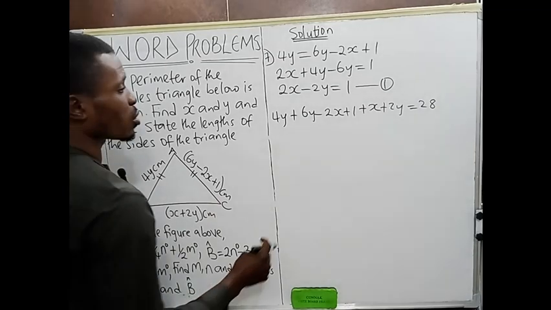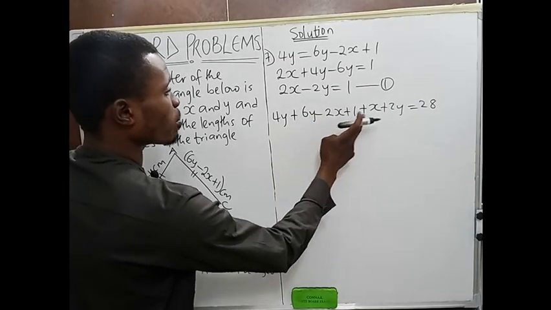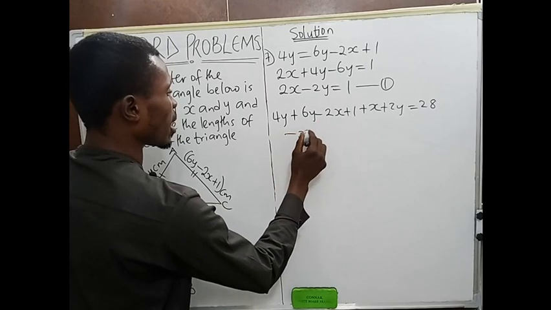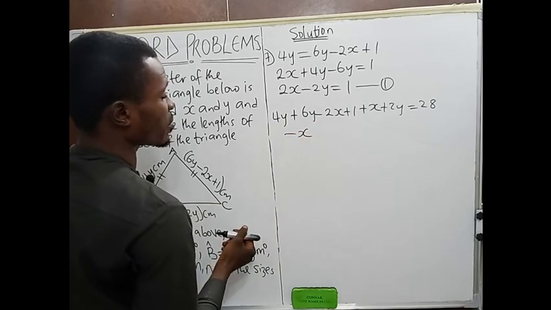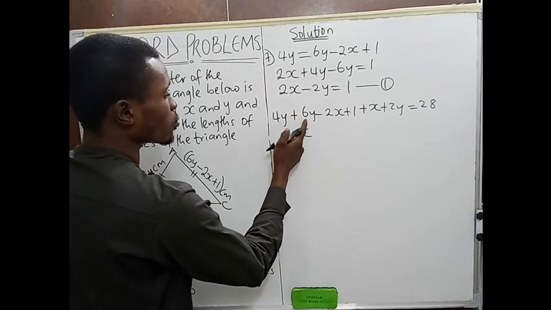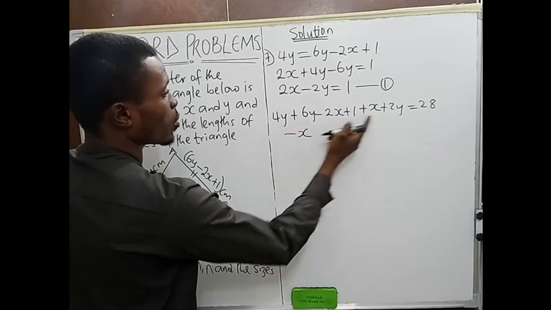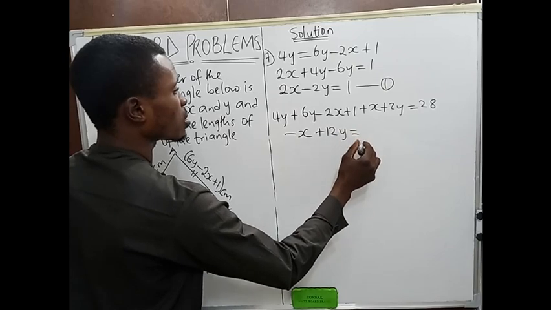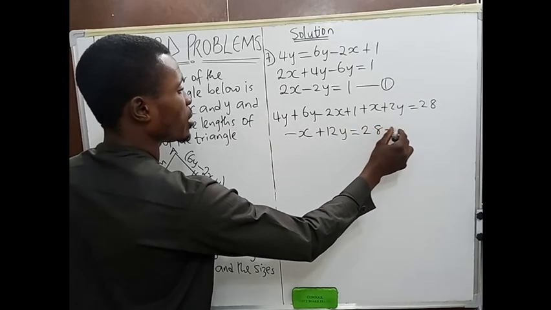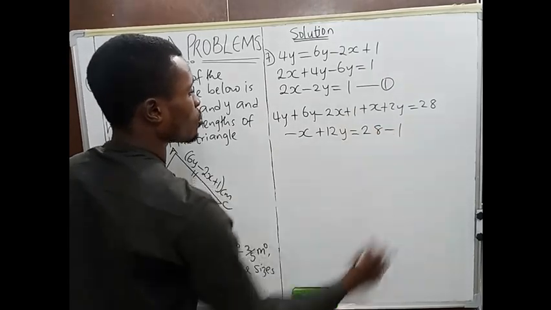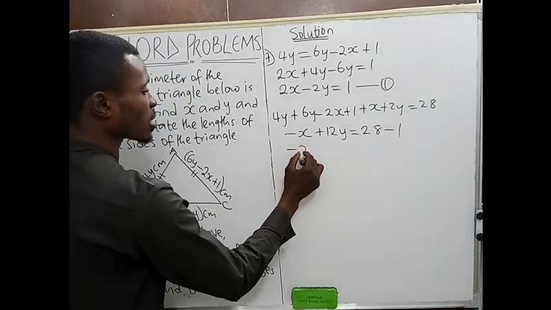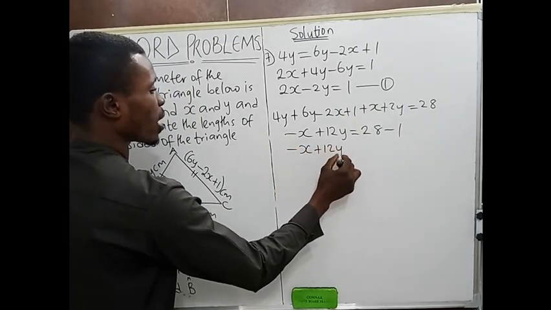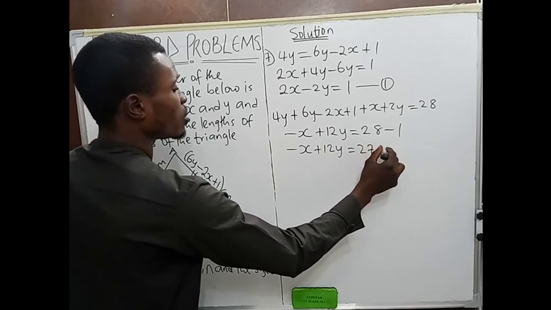Okay, so we rearrange. We're going to have what? Minus 2x plus x is what? Minus x. Right? Any terms of x? So 4y plus 6y, 10y, plus 2y is 12y, equals 28 minus 1. This plus 1 goes there to become minus 1. So we have minus x plus 12y equals 27.